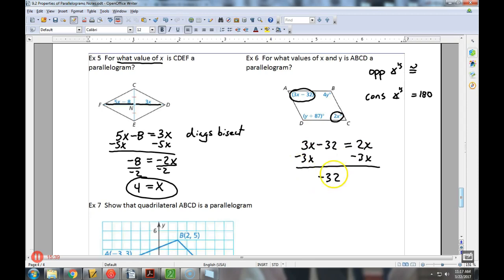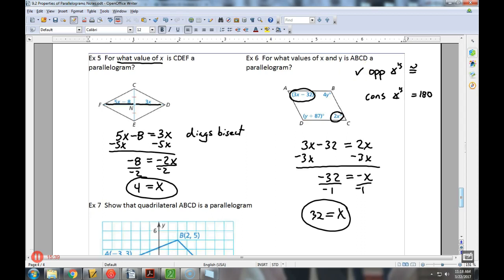And I get negative 32 equals negative 1x. Divide both sides by negative 1, or times both sides by negative 1, whatever you want. And you get x equals 32. So basically I just used this fact to figure out what x is.